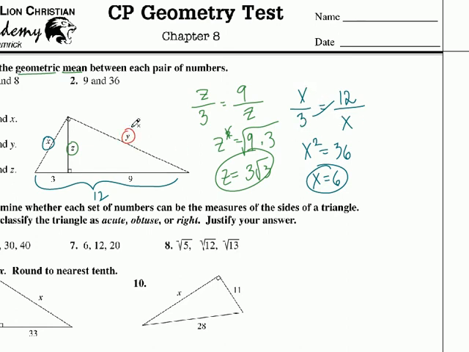Now let's solve for y. Y is very, very similar to solving for x. So y is also a geometric mean. So we put the geometric means right here between what and what? Between 9 and 12. Between the whole thing and the side that's next to the y. Just between 9 and 12.